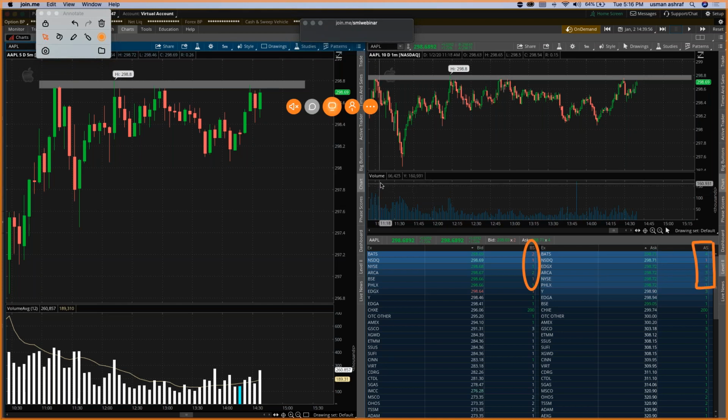Now we want to start watching how much the ask side and how much the bid size is, as it gets closer to a critical level. That's what we want to watch. The level that it needs to break is 298.80. That's the first level we want to see it break.